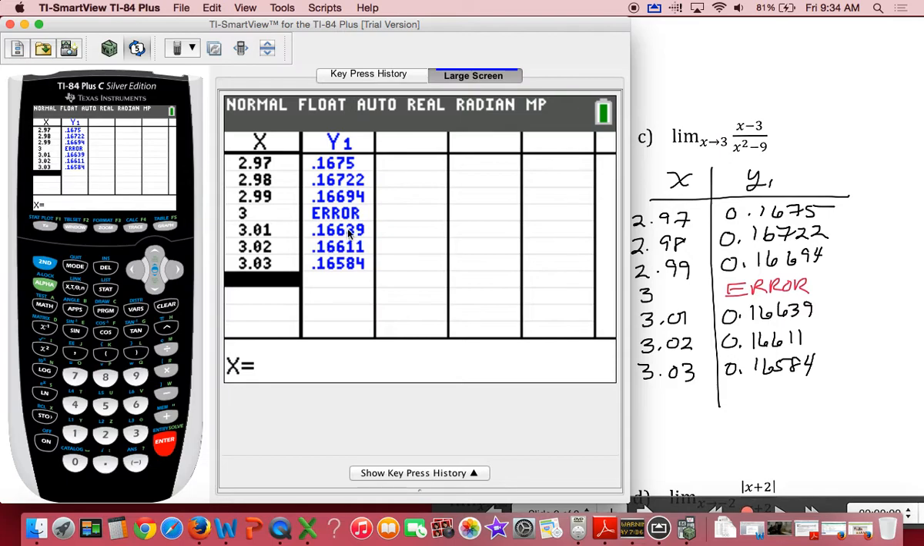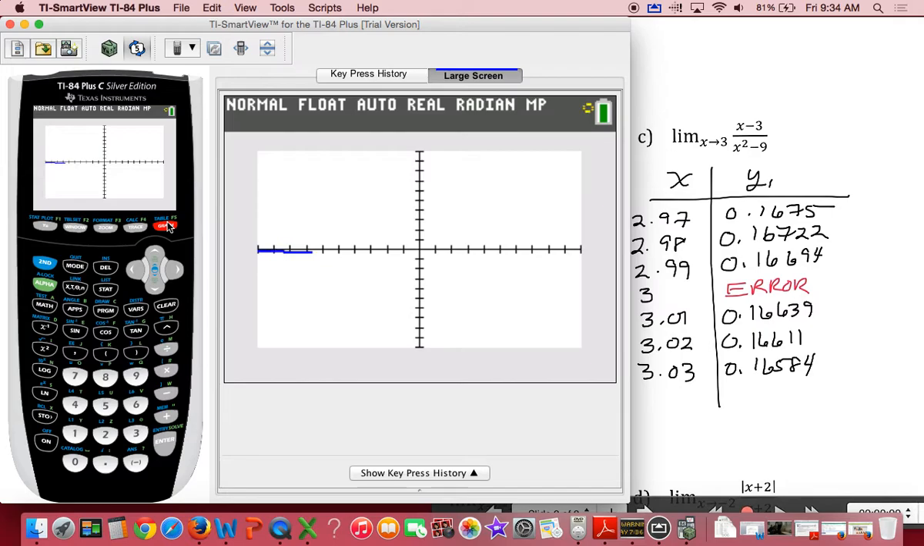But here's the problem. Normally it goes from big to small, but this one's going from small to big. It's like, why? What's going on? So that's why I like to look at the graph. So look at your graph.